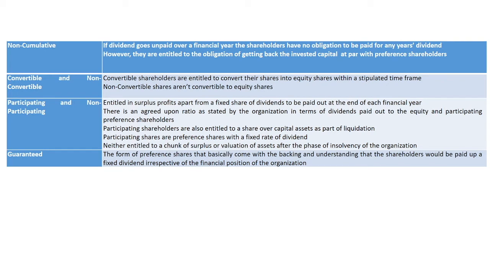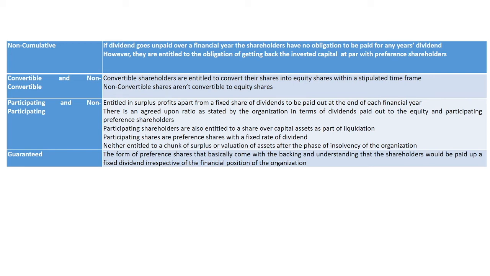There is an agreed-upon ratio as stated by the organization in terms of dividends paid out to the equity and participating preference shareholders. Participating shareholders are also entitled to share in capital assets as part of liquidation. Non-participating shares are preference shares with a fixed rate of dividend, neither entitled to a chunk of surplus nor valuation of assets after the phase of insolvency of the organization.